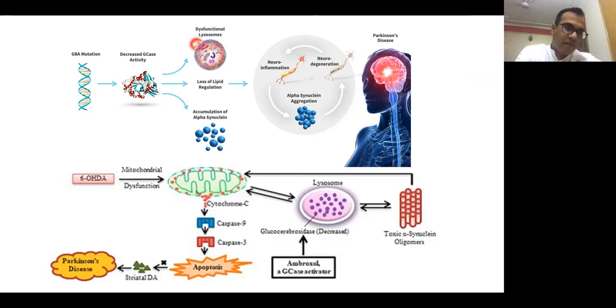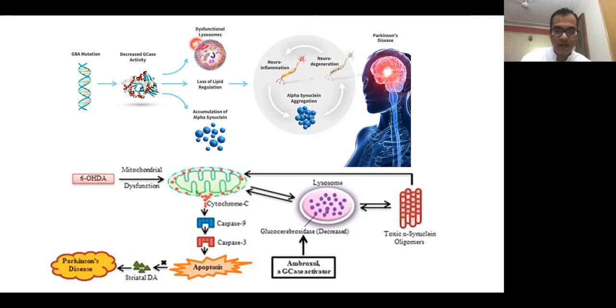Some people have also started doing trials using ambroxol even in patients who do not have GBA mutation, and we'll see if those trials show any improvement in Parkinson's disease outcomes. So this is one potential treatment. So nowadays, all young onset Parkinson's disease patients who have autonomic dysfunction, who have early cognition problems, and even if they don't have, we are still sending all to look for at least a GBA mutation, because that has a role, change in treatment.